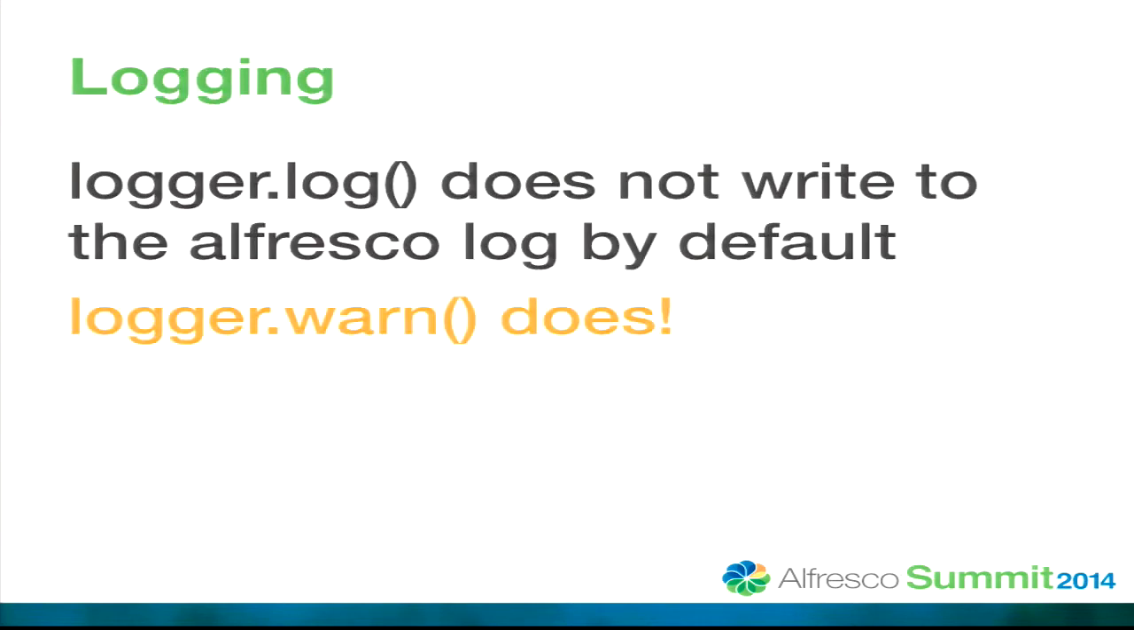Really quickly, the logging root object has two main methods. Logger.log by default will not write to the Alfresco log. It will write to the JavaScript console. So that can be useful as you figure out your log levels. Logger.warn will write to the Alfresco log by default. So that can also be helpful.